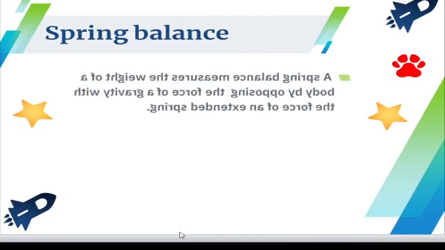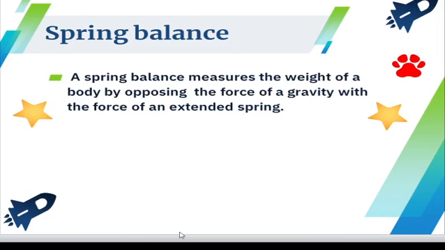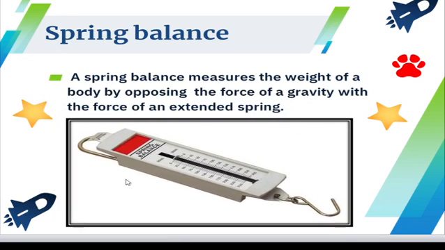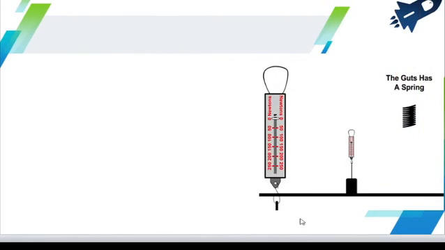Spring balance. A spring balance measures the weight of your body by opposing the force of gravity with the force of an extended spring. So this is an example of spring balance. On the downside hook, suppose any weight we want to attach, we can find out what force is acting and what the weight of the object is. Here you will notice that when a weight is attached to it, the spring goes downside.